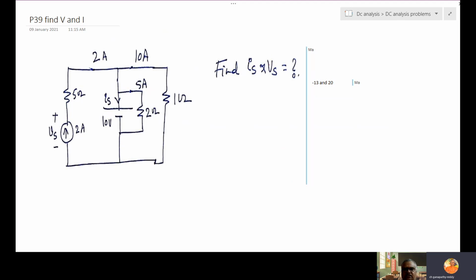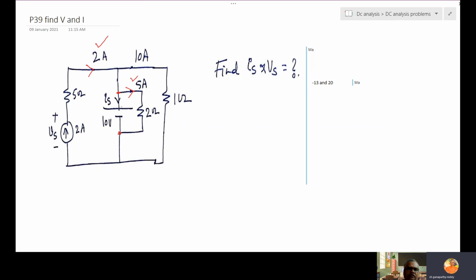This is find IS and VS. IS is here, VS is here. So here 2 amps current. So what is the current here will be 2 amps. If it's a current source of 2, this current to 2. Now what is voltage here? 10 volts. 10 by 2, 5 amps. This current is 5 amps.